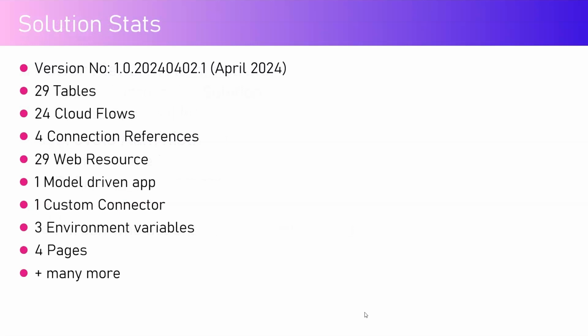Solution statistics. Now, I have installed the April 2024 release. This is a version number. It has 29 tables in the backend. It has 24 cloud flows, 4 connection references, 29 web resources, one model driven app, which I just showed you the screenshot of, one custom connector, 3 environment variables, 4 pages, and there are many other things as well within the solution.